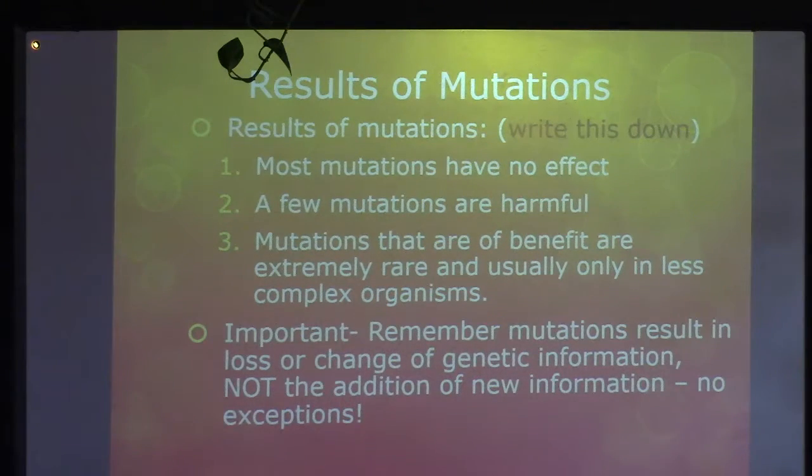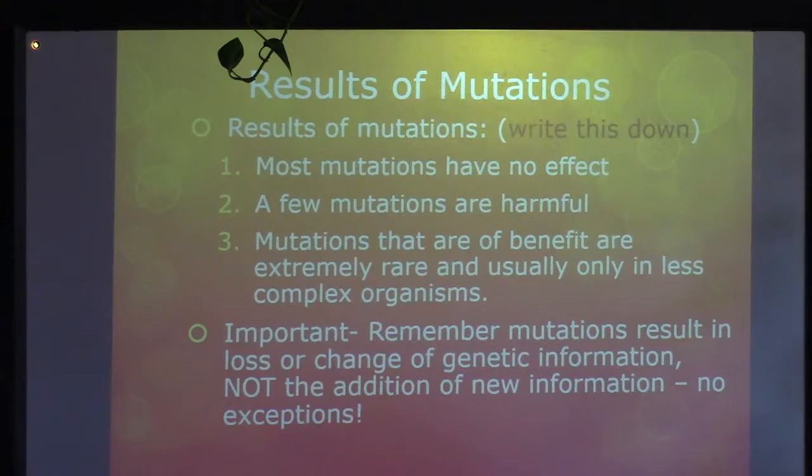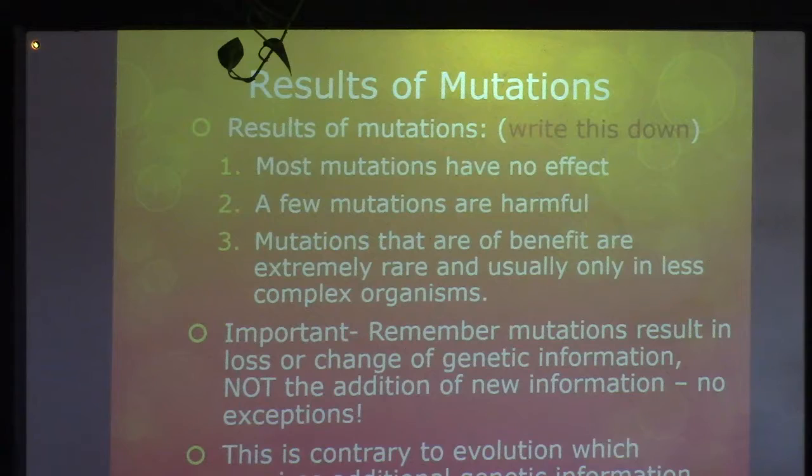All right, now, important to remember that mutations result in loss or change of genetic information. You either lose it or it's changed. You need to write that down. Not the addition of new information. No exceptions. It's always mutations result from loss or change of genetic information. This is contrary to evolution, which absolutely requires additional genetic information. And we don't see that in nature. So, important to understand that.